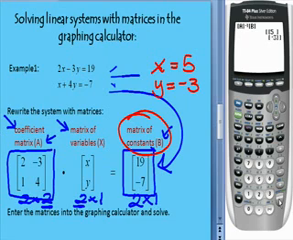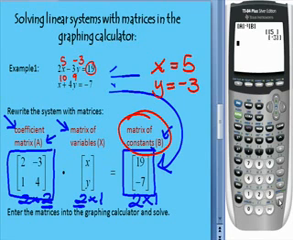And let's check our solutions. So let's substitute 5 in here for the x and negative 3 for the y. So I have 5 times 2 is 10, negative 3 times negative 3 is 9, and 9 plus 10 is 19. So that one does work out.